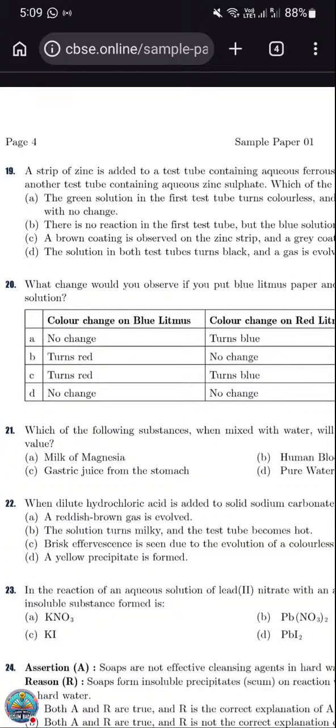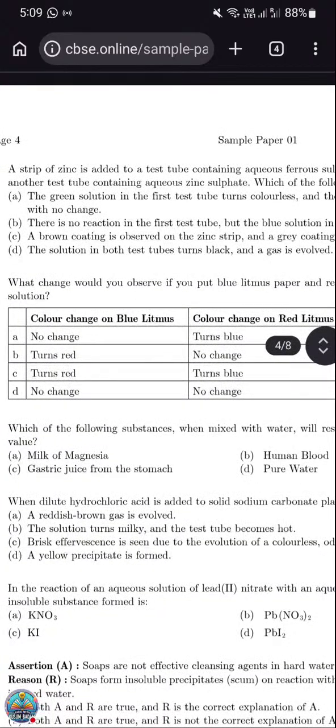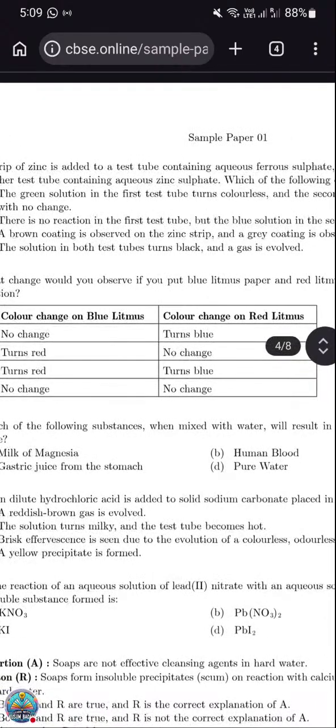Is there anyone who can say the correct answer? Zinc is added to ferrous sulfate solution. Which one is more reactive, zinc or iron? Which one is more reactive, zinc or iron?